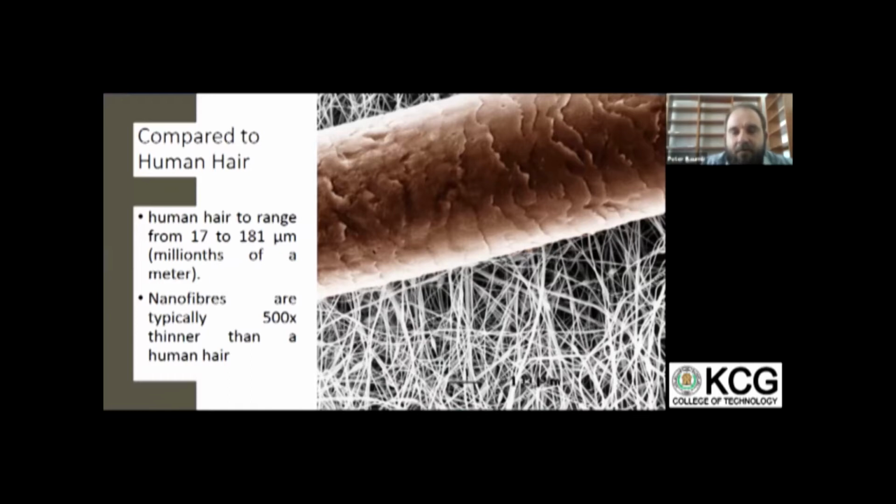You can find it. When we compare the normal hair with a nanowire, you see this big wire is a normal human hair, and if we check the nanofibers, for example carbon nanofibers, they are typically 500 times smaller, thinner than a hair. So this is very difficult to prepare, and in this case we have to say that the specific surface of the materials is extremely high.